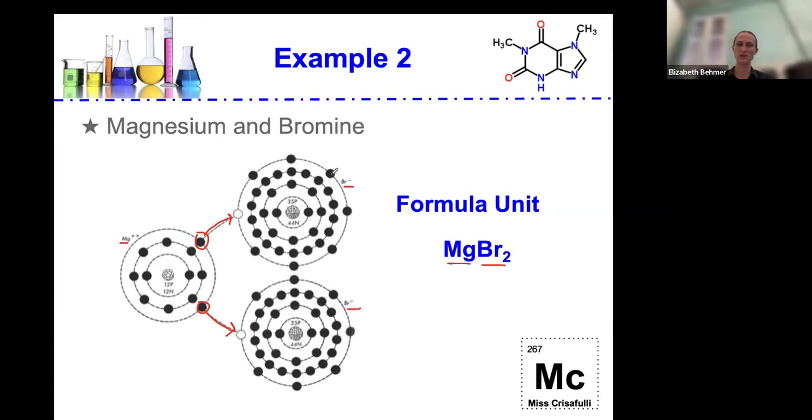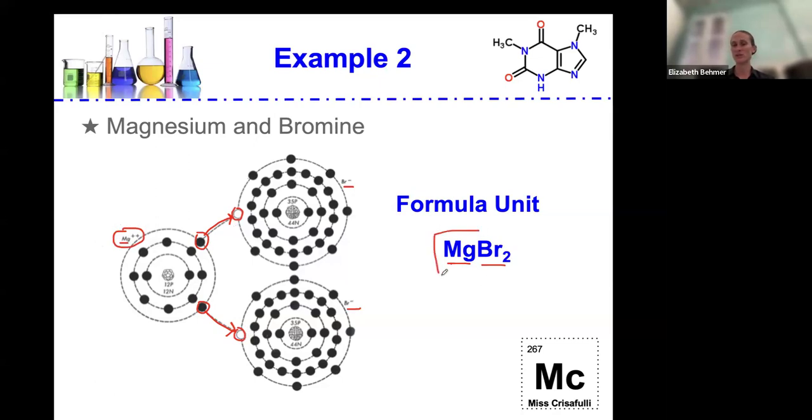So 1, 2, 3, 4, 5, 6, 7, and now 8. And we have a stable octet now in this bromine. And we'll have a stable octet, meaning we'll have 8 electrons in the highest energy level in the valence shell in this bromine now when it receives an electron from magnesium. Magnesium is a 2+ positively charged ion, so it will donate an electron to one bromine, an electron to another bromine.